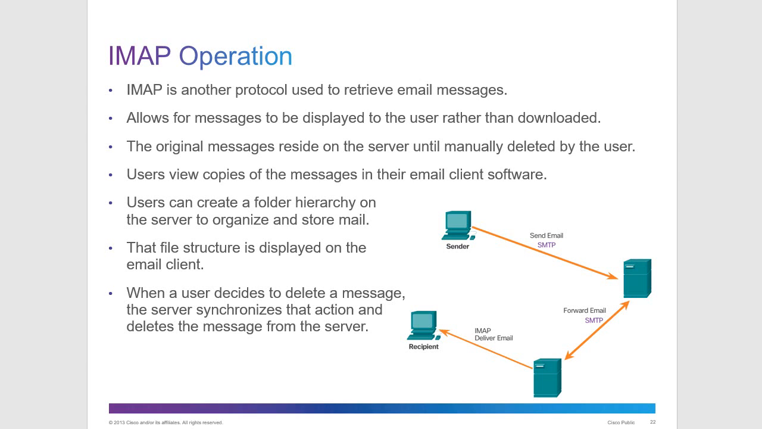That's what IMAP is. You can think of it as one mapping to the other, always reflecting the other. Okay, so you can use an organized folder hierarchy on the server to organize your mail. The file structure is displayed on the email client. When a user decides to delete a message, the server synchronizes that action and deletes the message from the server. So if you delete it on your device, it'll delete from the server. Okay, so you're viewing copies of your messages on the client. Basically things we've talked about. Messages will stay on the server until they're manually deleted, because that's where they're stored by default in IMAP.